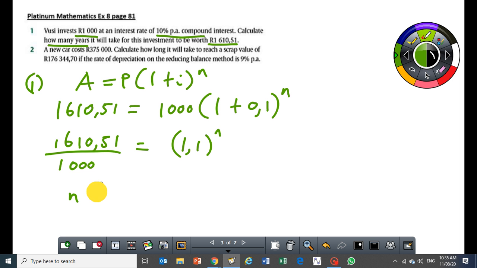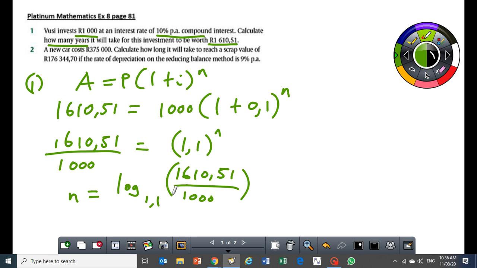So our n, depending on which method you want to use, whether you want to apply logarithms or convert the exponential form to logarithmic form. I'm going to convert the exponential to logarithm. So this is going to be my base. So it will be a logarithm of 1610.51 divided by 1,000, like that. What answer do you get?